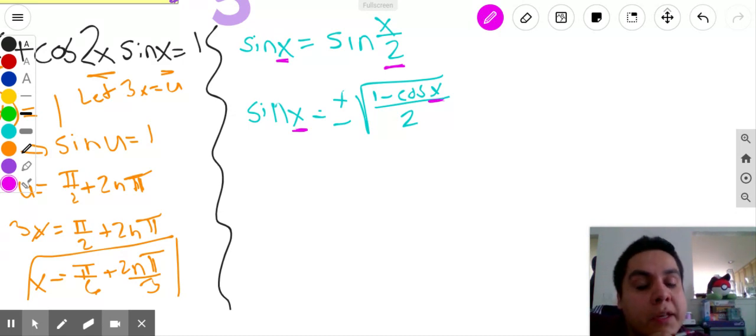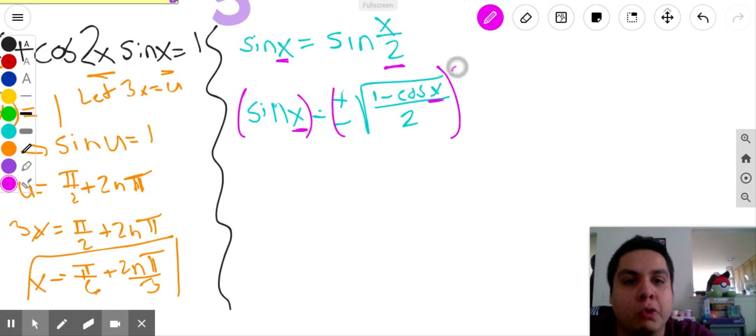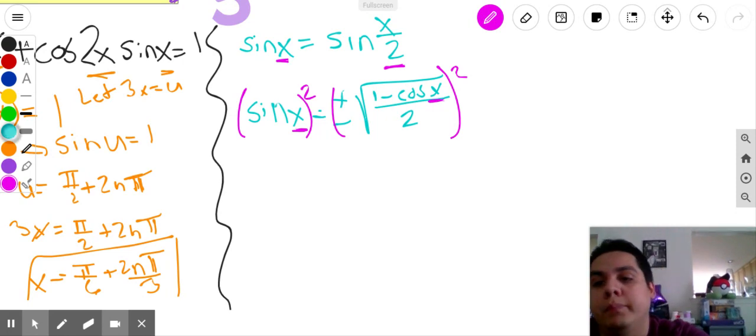So now I just have to manipulate this in a way that's more helpful. And I have algebra at my disposal, so using algebra, I can do whatever I want as long as I do it equally to both sides. And my first order of business is to get rid of that square root. So I square both sides.